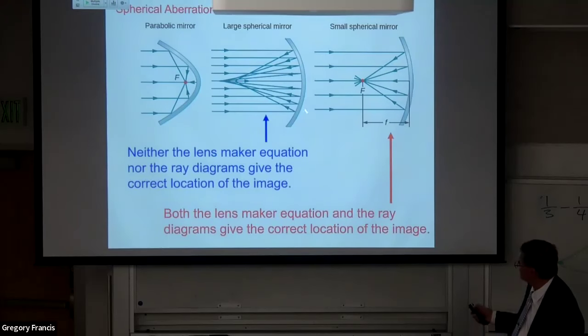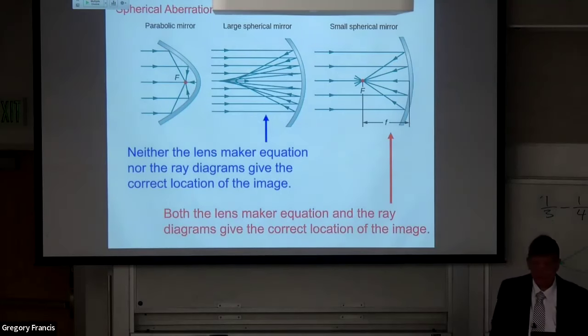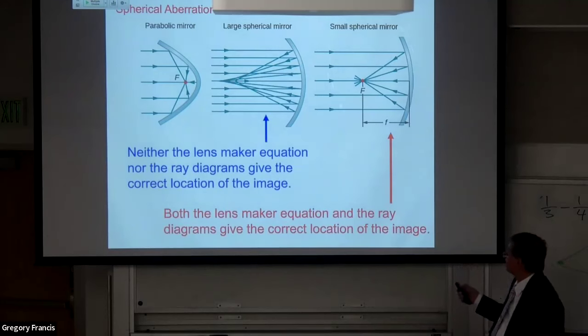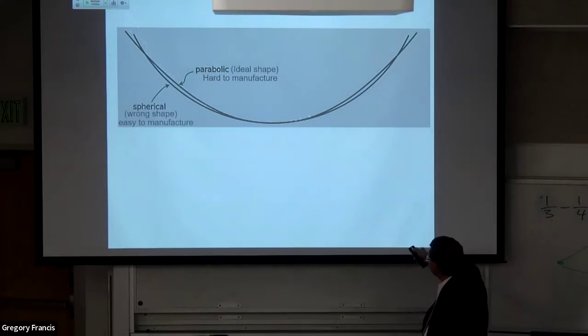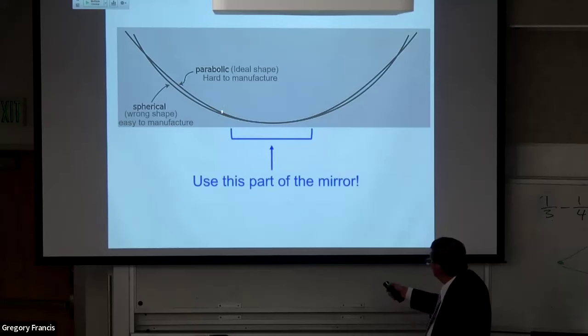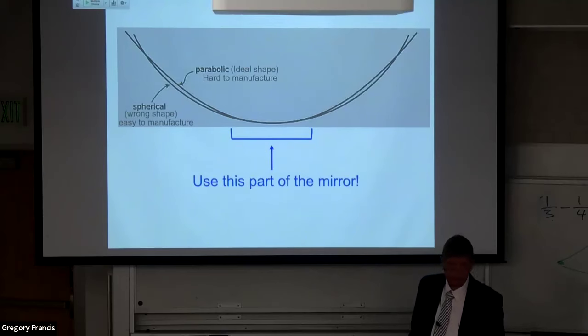But if we have a large spherical mirror, neither the lens maker equation nor the ray diagrams give us a good answer. And so the question is, what do I mean by a small spherical mirror versus a large spherical mirror? Well, if I look at a parabolic mirror that's really hard to make, and a spherical mirror that's easy to make, but wrong, I notice that these two are pretty much the same as long as I keep right in this region here. If I use that part of the mirror, I'm going to get good results.